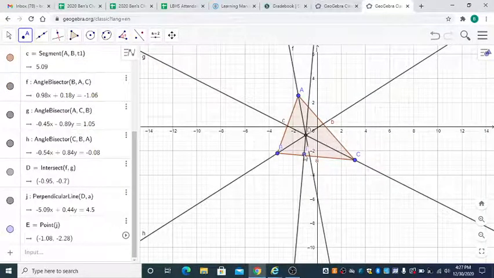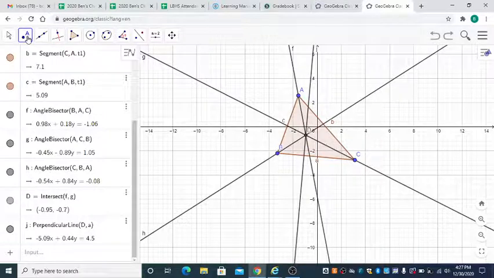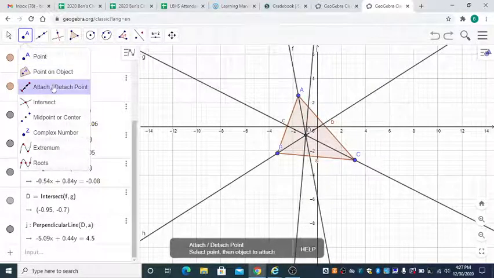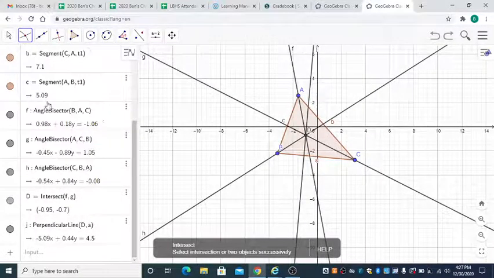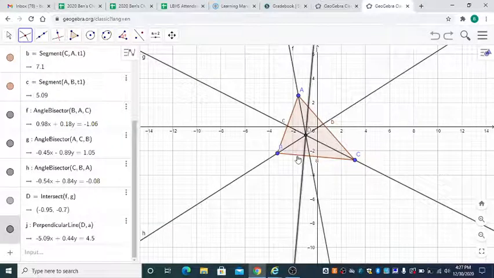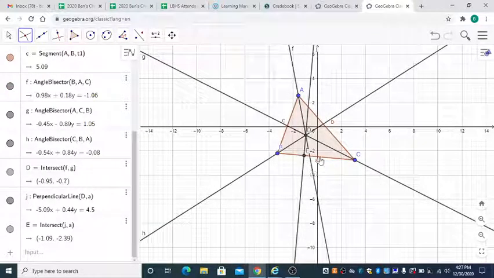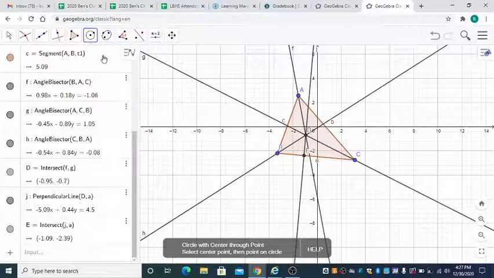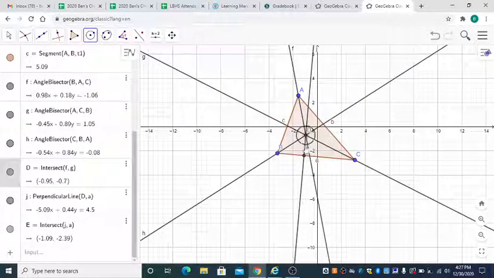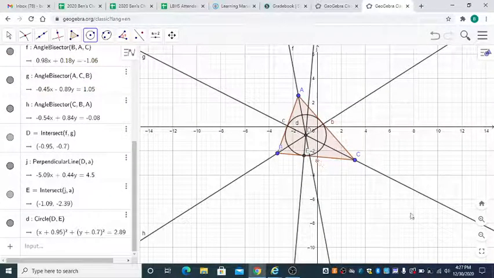Oh, that's not what I wanted. Undo that. Let's try the intersection. So the intersection of these two, that point right there. The reason why that's important is that's the shortest distance from point D to the side of the triangle. Now, that's going to tell me where I should put my circle. So if I do that, you notice there, it's touching all three sides.